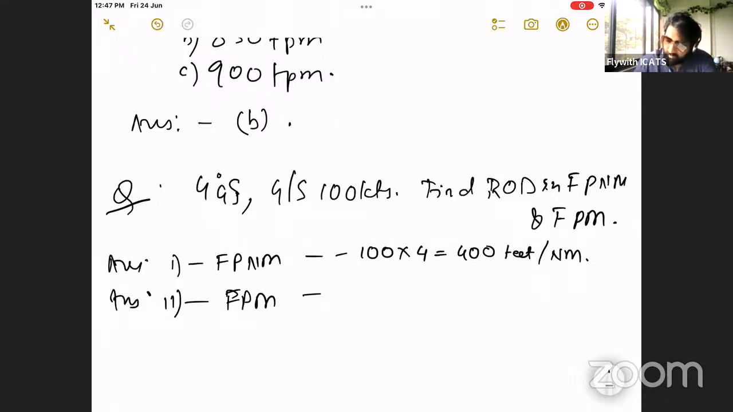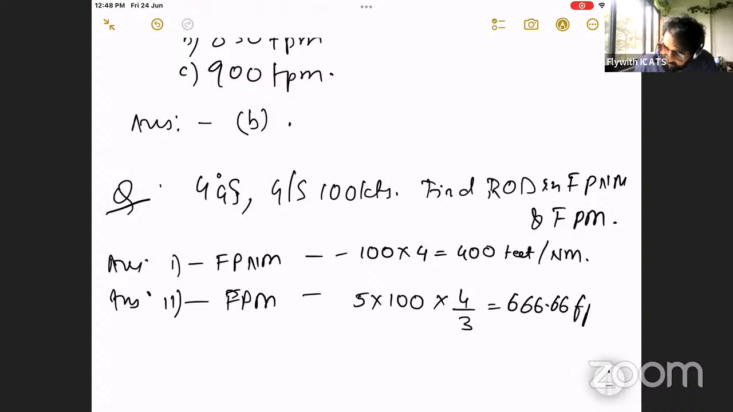Number 2, ROD. I have a direct formula: pi into ground speed into 4/3. I can use this direct formula, right? So what do I get? Pi into 100 into 4 divided by 3. I get 666.66 feet per minute.